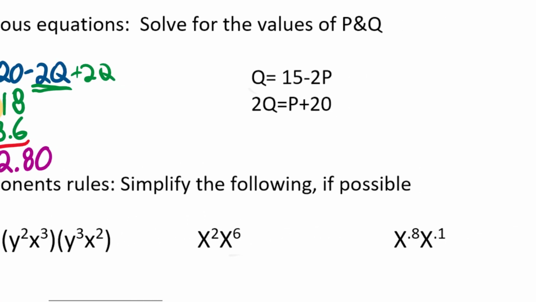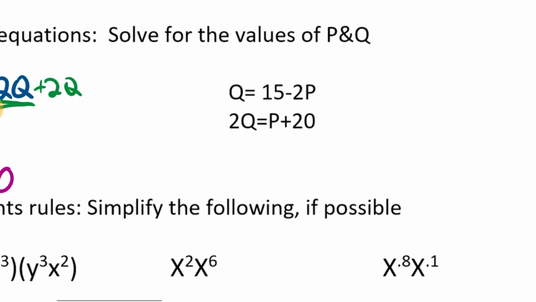All right, let's think about this situation over on the right. We have Q equals 15 minus 2P, and 2Q equals P plus 20. There are a lot of ways we could go here. Think of something you could do to solve this. So a couple of options.